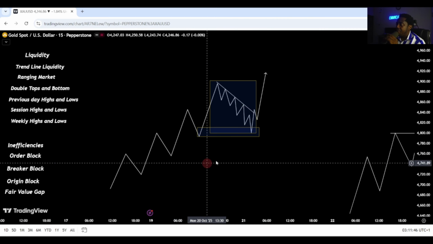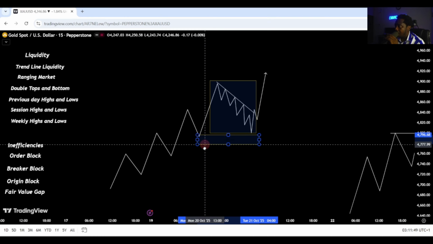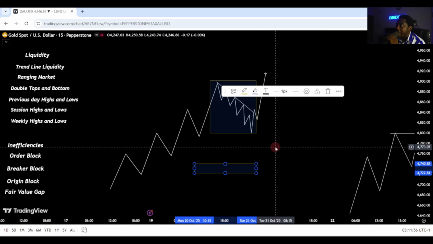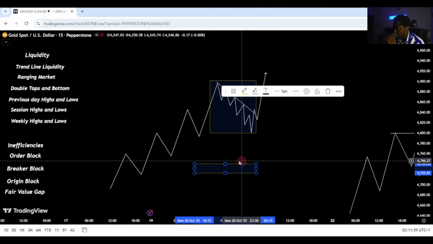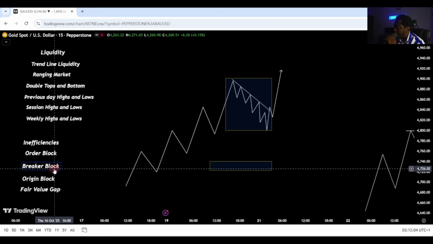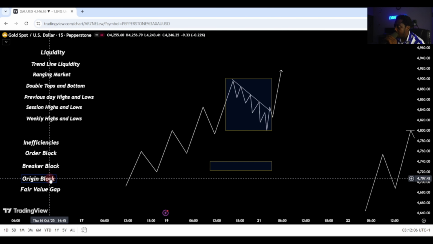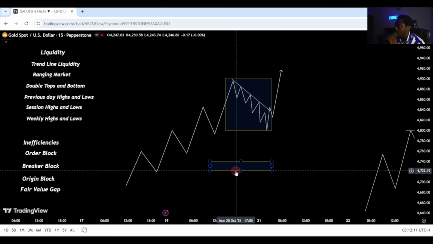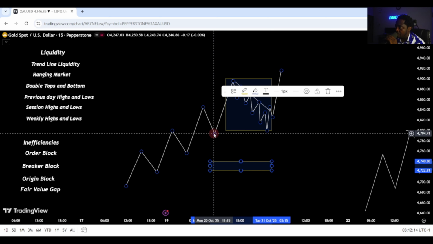Now, if you come to the chart, I'll take this off. If you mark out your range, you have to look if the high or the low is resting on any valid POI. POIs are inefficiencies. Order block is a POI, breaker block is a POI, origin block is a POI, and fair value gap is a POI. So this zone here, this is not an order block. This is an origin block.